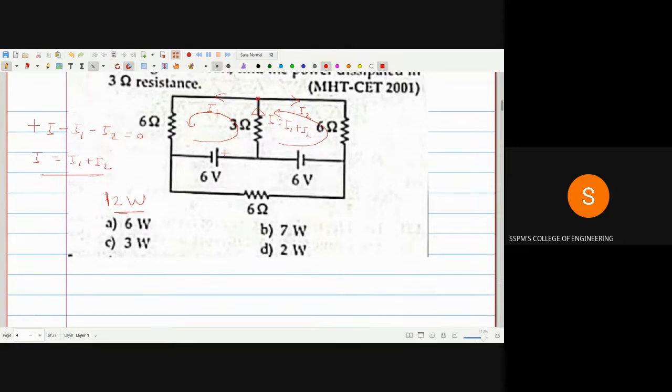Apply KVL to first loop. The equation will be, बघा इथे 6 येणार, minus the current flowing in 3 ohm is I1 plus I2, minus (I1 plus I2) into 3. Loop direction current direction same आहे, त्यामुळे इथे निगेटिव्ह साइन येणार. Minus 6 into I1 is equal to 0.